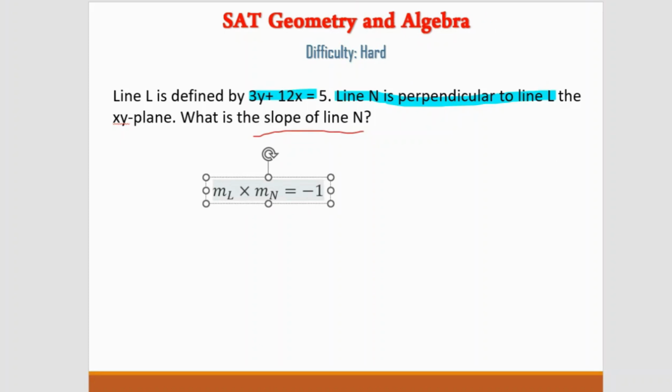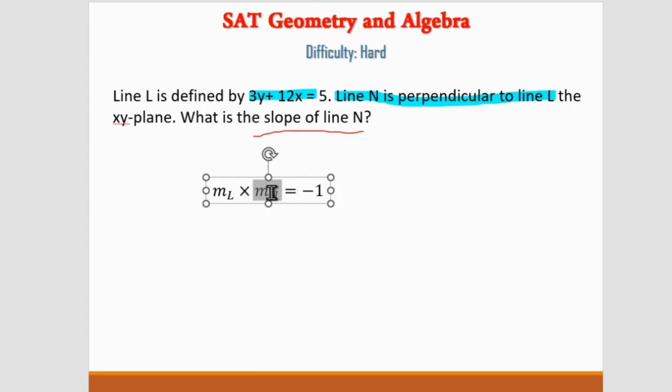Okay, so what I am saying is that the slope of line L times the slope of line N is equal to -1 only when they're perpendicular to each other. And since we have already been given the information that line N is perpendicular to line L, it means the product of their slopes is going to be equal to -1. Okay, this is our first clue from this equation. Now what we're looking for is the slope of line N.